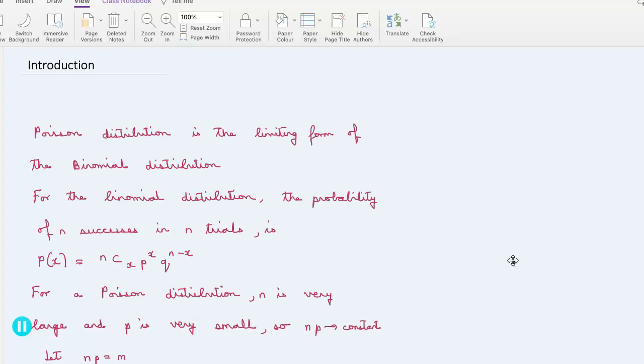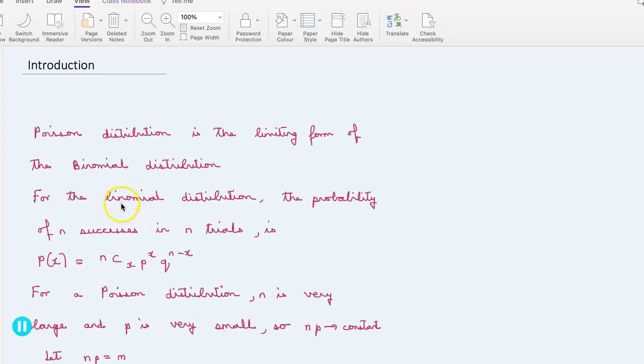Oliver started learning probability and statistics. He realized that the number of fish he caught each day followed Poisson distribution. So what is Poisson distribution? It is the limiting form of binomial distribution. And what is the probability distribution for a binomial distribution?